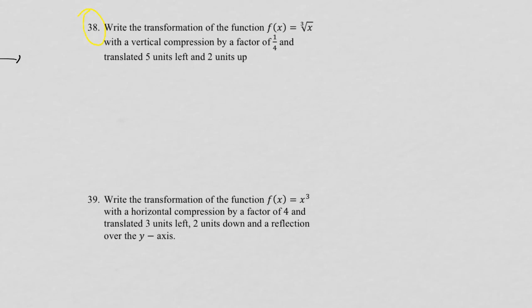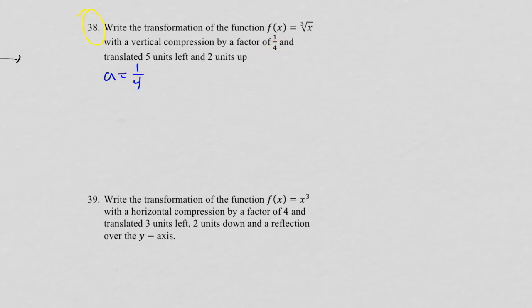Okay, this is the last one that I'll be doing on this review. 38. Write the transformation of the function f of x equals cube root of x with a vertical compression. Okay, vertical compression. Right away I think A, by a factor of 1/4. So A equals 1/4. And the reason why they use compression instead of stretch is because the factor is a number smaller than 1. So that is a compression.